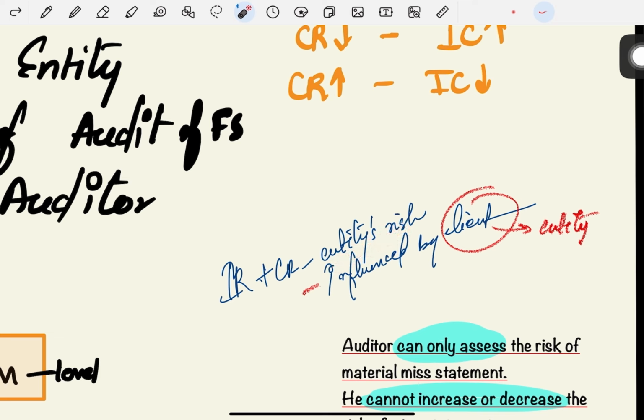So who is our client? Our client is the entity. So inherent risk and control risk are the entity's risk, and they are influenced directly by the client.